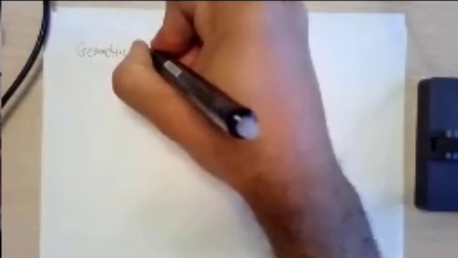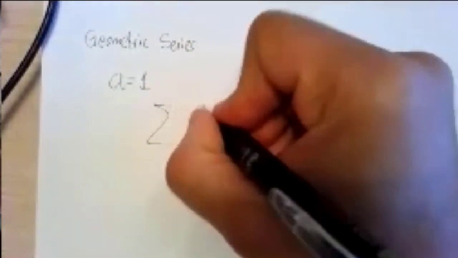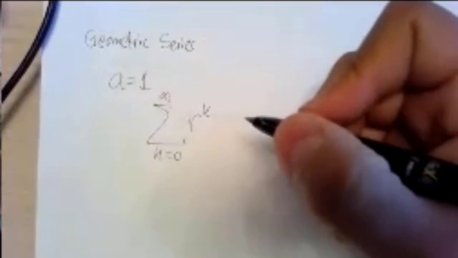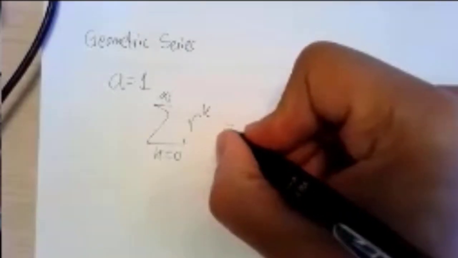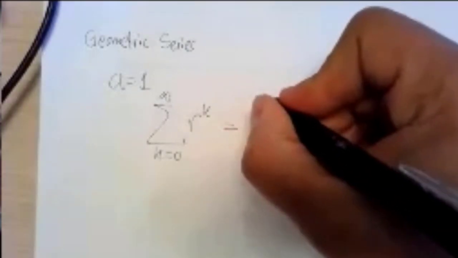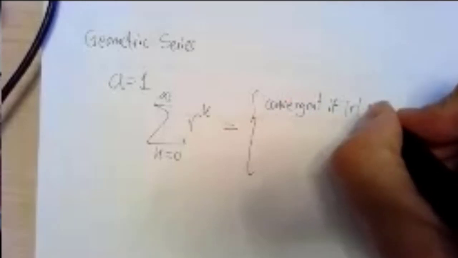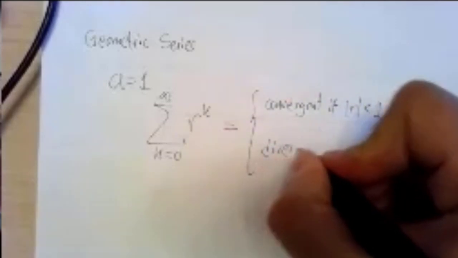So what was the geometric series? All right, so the geometric series looked like this. I'm going to make it easier by making a equals 1. So in that way, it looks like the sum of r to the k from 0 to infinity. You may remember that one. And we saw that this had the following behavior. It was convergent if the absolute value of r is less than 1, and divergent else.